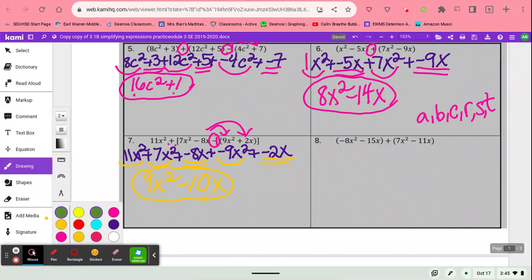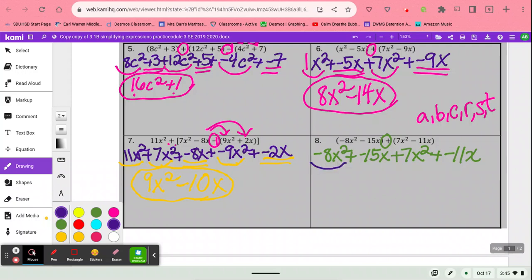So the next one, we have adding in between them, so I'm just going to rewrite this. Negative 8x squared plus negative 15x plus 7x squared plus negative 11x. And again, I just really like rewriting the subtraction as adding its opposite because I don't want to make a silly mistake with my signs or lose a negative.